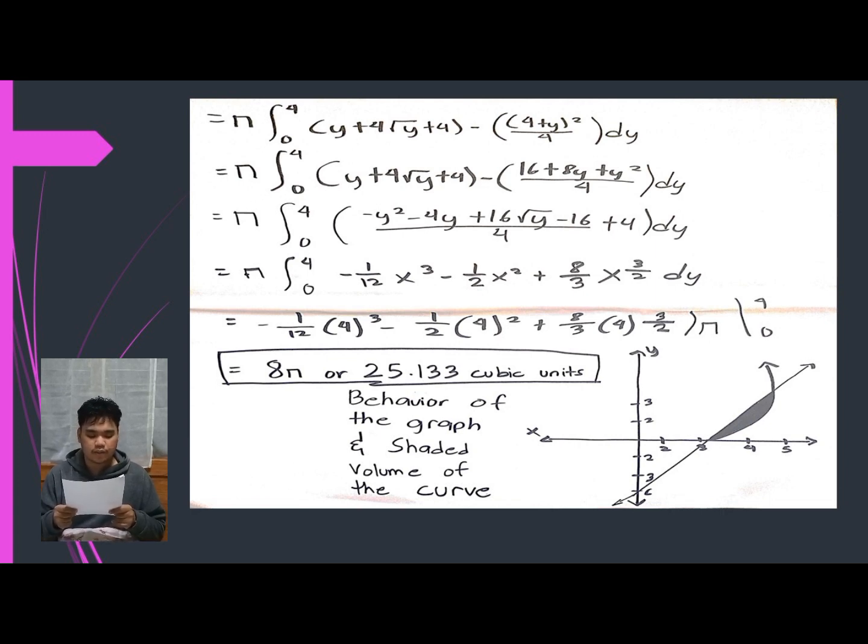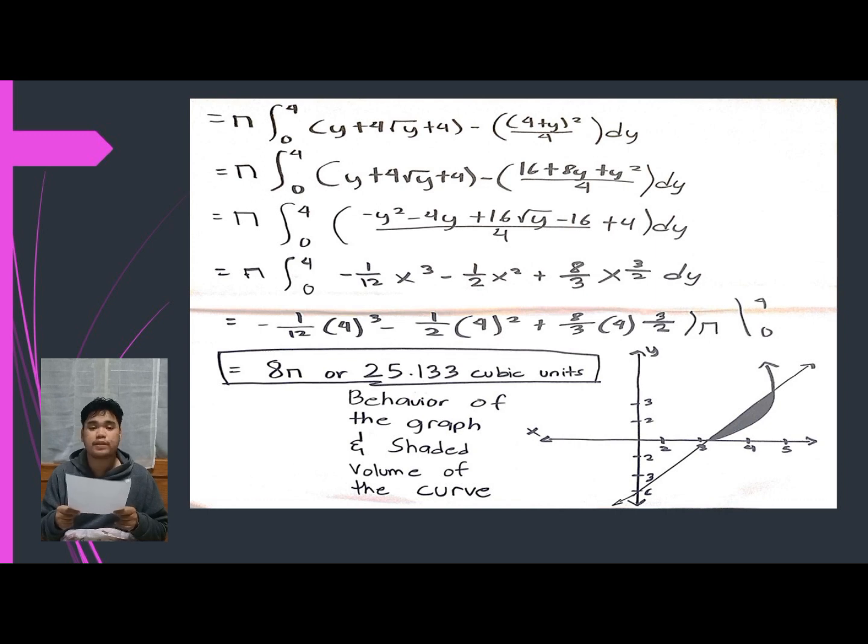And next, we're going to simplify our equation. So pi integral of y + 4 square root of y + 4 minus (16 + 8y + y squared) over 4 dy between 4 and 0. So lastly, we're going to integrate our equation. So we've got negative 1 over 12 y cubed minus 1 half y squared plus 8 over 3 y to the power of 3 over 2 dy.